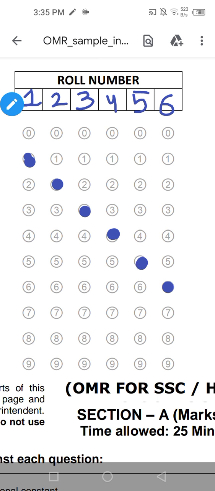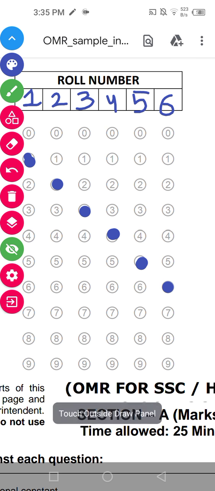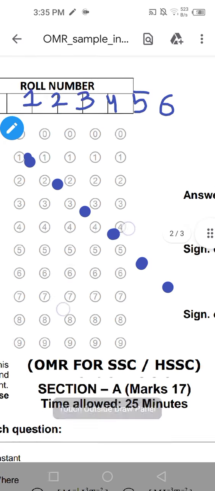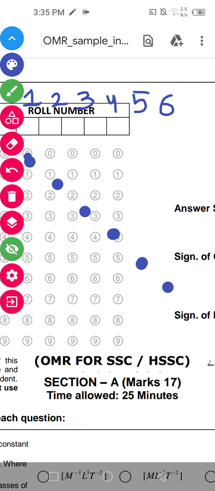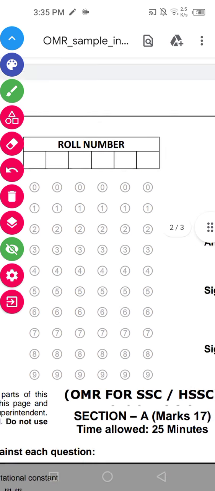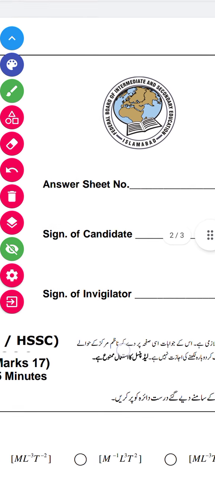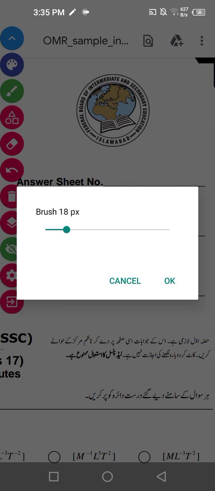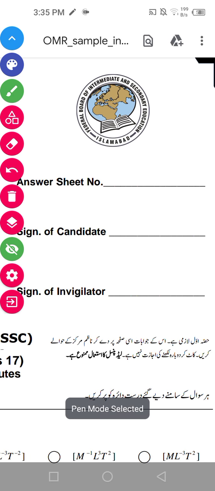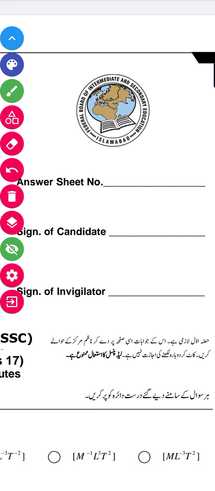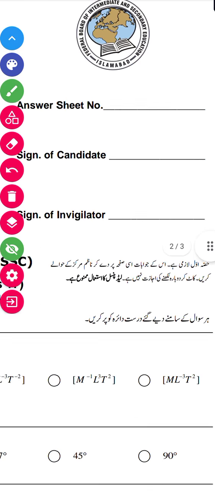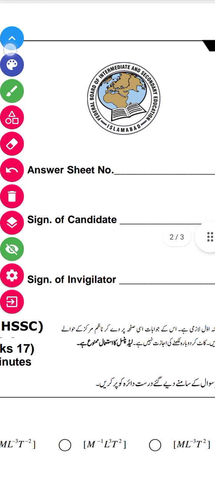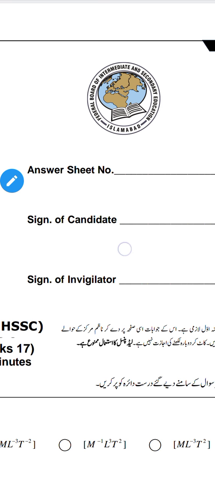Next, when you enter your roll number, then you have to write your answer sheet number here. What is your answer sheet number? It is the number of answer book on which you have to write your answers. So mention your answer sheet number here.